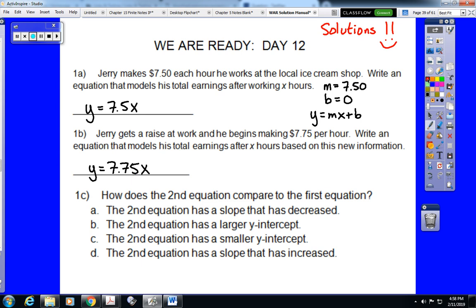Then Part C says, well, how did that compare to the first equation? Well, neither one of those has a y-intercept, so answers B and C you should be able to use your answer eliminator on. So then the question is, from A to B, what happened to the slope? Did it increase or decrease? Well, 7.75 is larger than 7.5, meaning that the slope has increased. The answer to the third part is D.